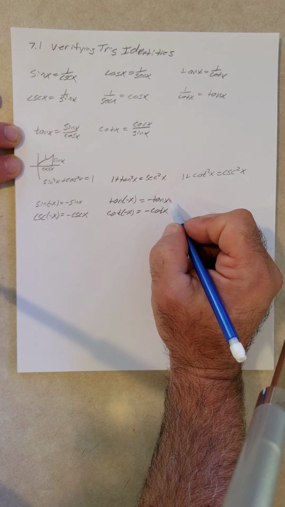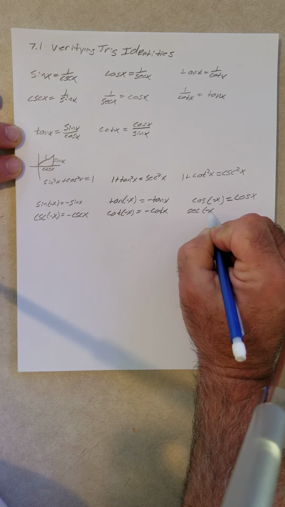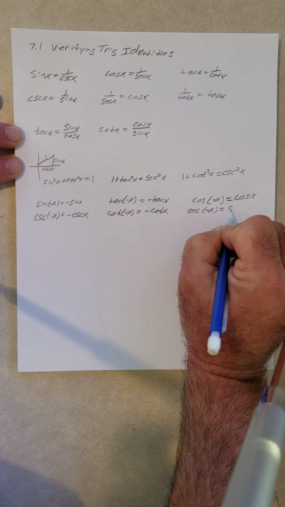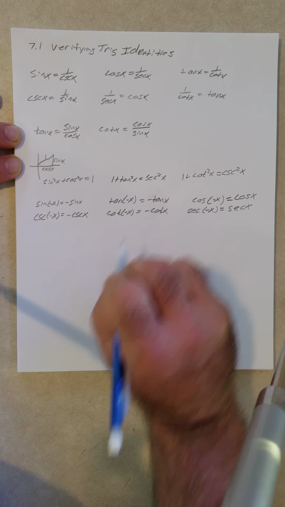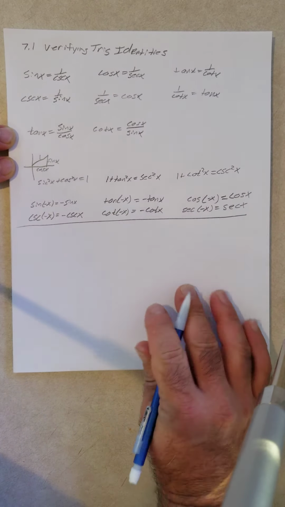Finally, the cosine. The cosine of the opposite of x does not equal the opposite of the cosine of x. It simply equals the cosine of x. In the same fashion, the secant of the opposite of x is going to equal the secant of x. So those are your basic trig identities that you should have memorized.